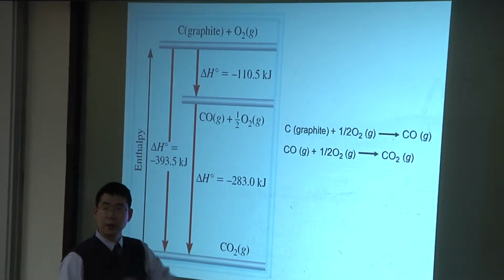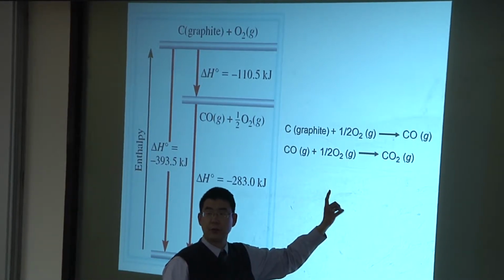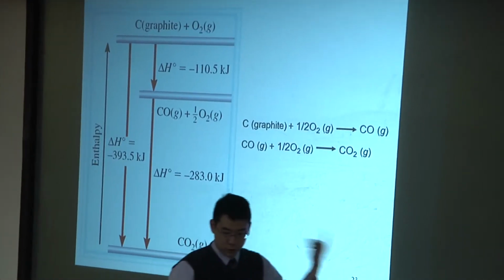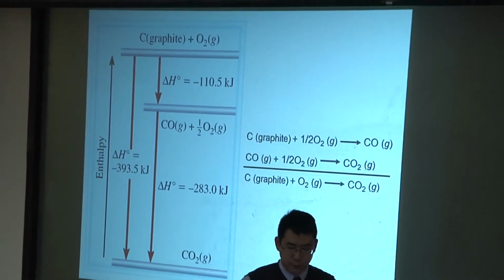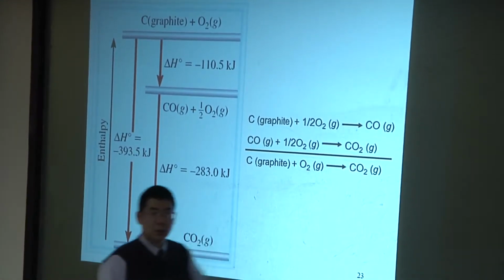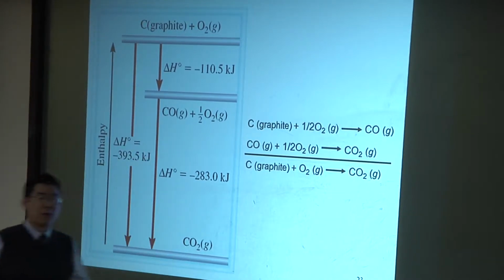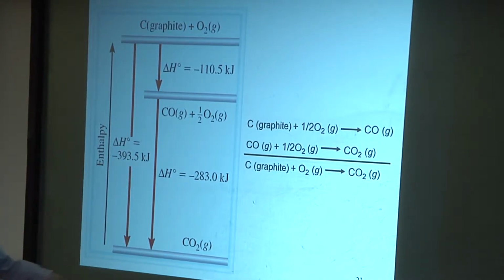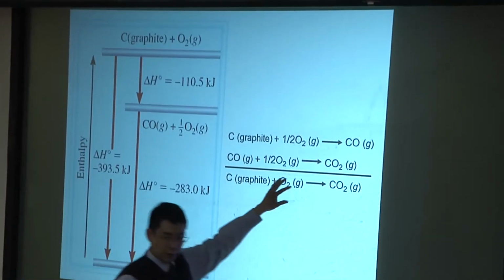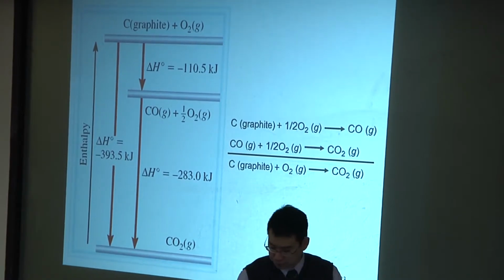The half O2 is not going to cancel because they're both on the left. Instead of canceling, they're going to add. So a half O2 plus a half O2 equals one O2, and you get C plus O2 gives you CO2. These two pieces of the reaction add up to the whole reaction, both in terms of the reactants and products and in terms of the delta H.